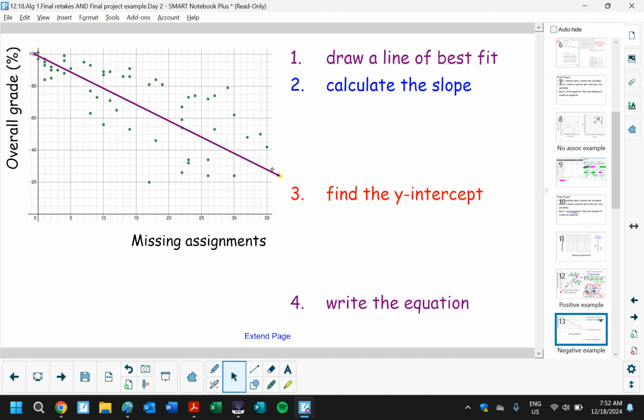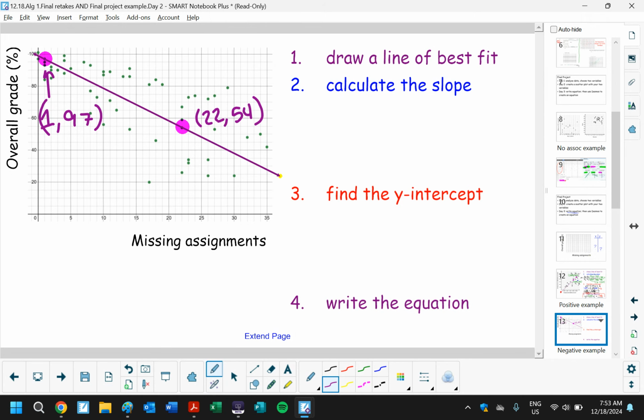Because some students think, teachers, they're full of it, they don't know what they're talking about. So when I drew my line of best fit, I found 2 good points that it seemed to go through. And so my coordinates there are going to be: the student way on the left had 1 missing assignment with an overall grade of 97%. Meanwhile, the student on the right had 22 missing assignments, an overall grade of 54%.